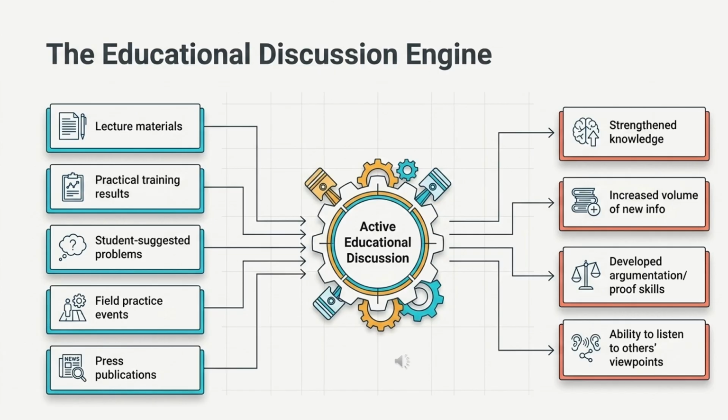Page 9 presents the logic of educational discussion as a structured mechanism. Discussion may be initiated by lecture materials, practical training results, student-suggested problems, field practice events, or press publications. These inputs then feed into active educational discussion, which produces several important outcomes. Among these outcomes are strengthened knowledge, an increased volume of new information, developed argumentation and proof skills, and the ability to listen to other viewpoints.